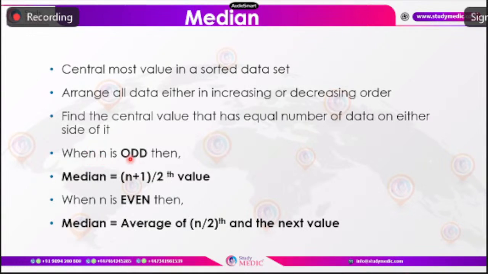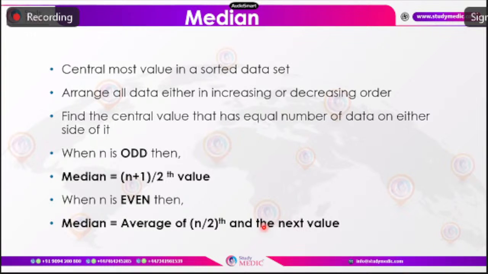When the total number is odd, that is, the sample size is an odd number, then the median is the (n plus 1) by 2th value. And when n is even, that is, the sample size is an even number, then the median will always be the average of the n by 2th value and the next value.